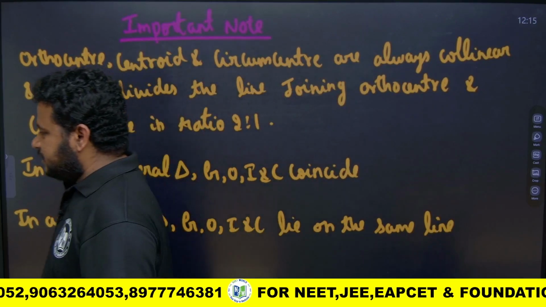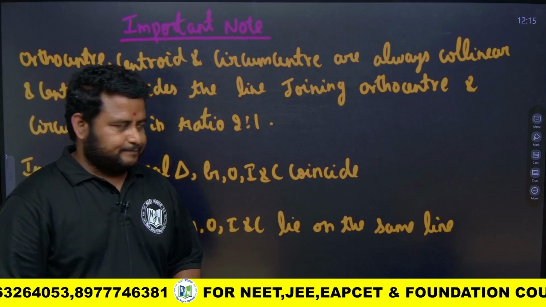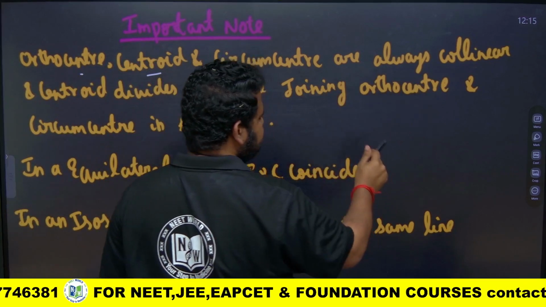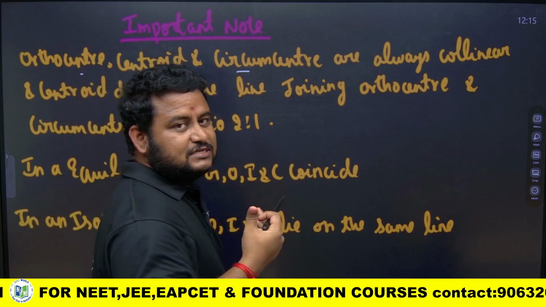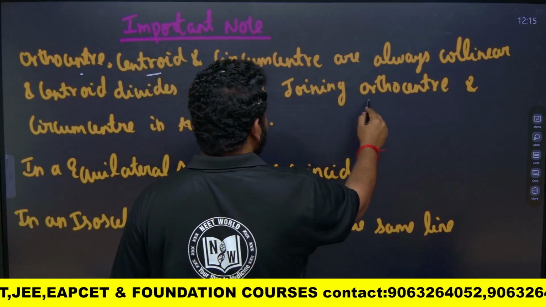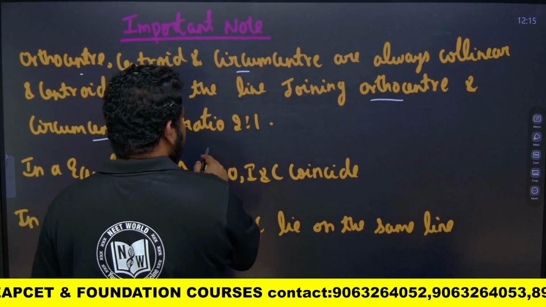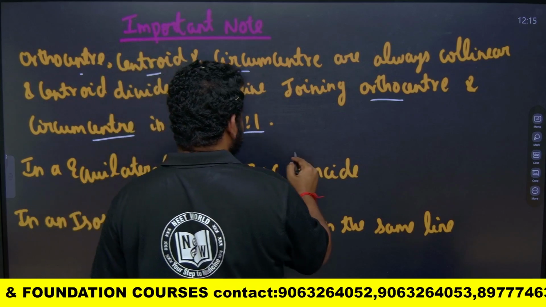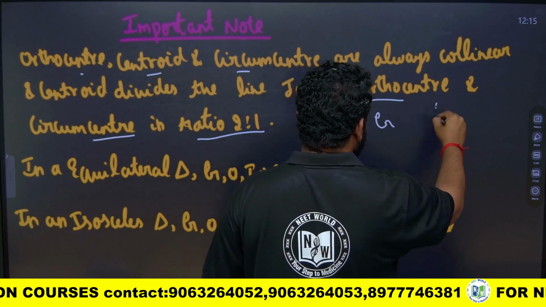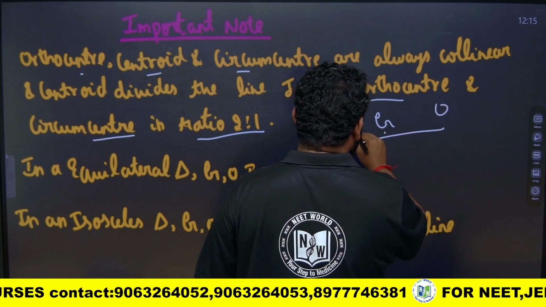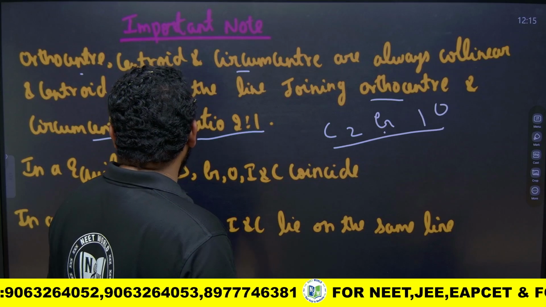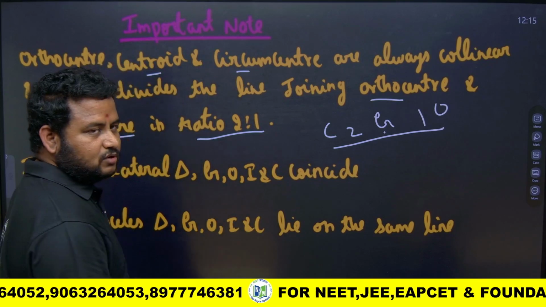Important note, very important, not just important, highly important. See here. The orthocenter, centroid and circumcenter are always collinear. Collinear means they will always lie on the same line. And the centroid divides the line joining the orthocenter and circumcenter in the ratio 2:1. That is, if the circumcenter is here, the centroid is here and the orthocenter is here, the centroid will divide it in the ratio 2:1. That is what they are telling.